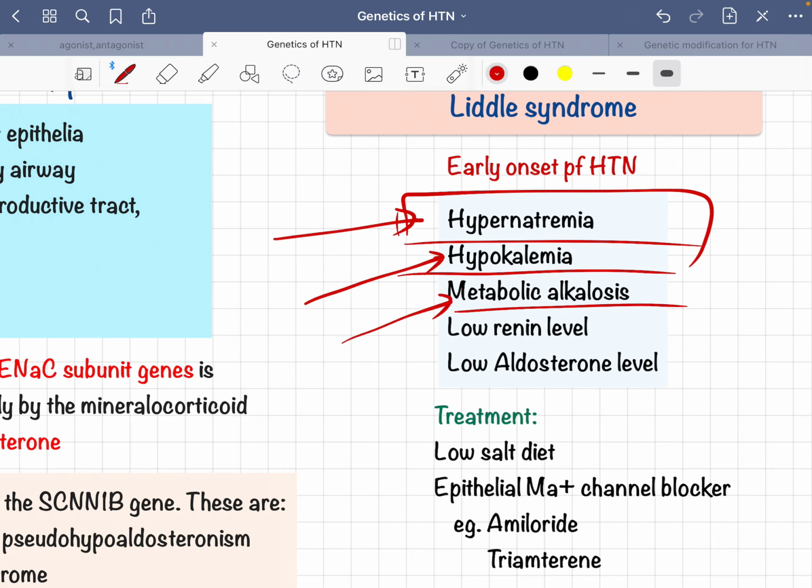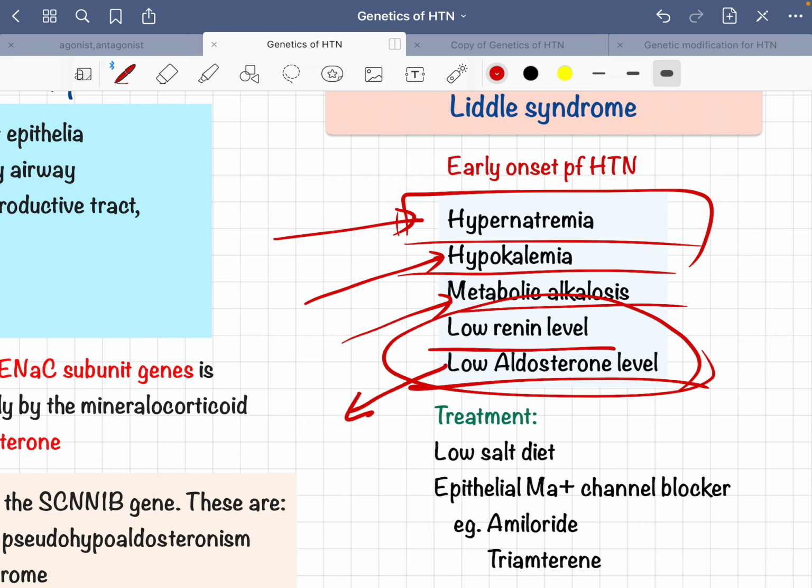A very important and surprising feature is that you will get a low renin level and a low aldosterone level in this syndrome. All of us know that the renin-angiotensin-aldosterone system is one of the very important axes which leads to hypertension. But here there is a low level of renin and aldosterone, yet in spite of that, this patient of Liddle syndrome will develop hypertension.